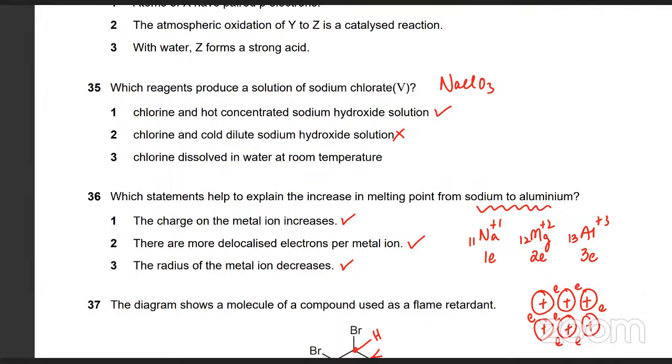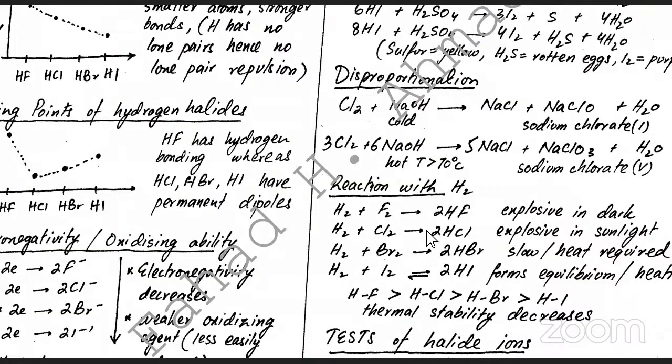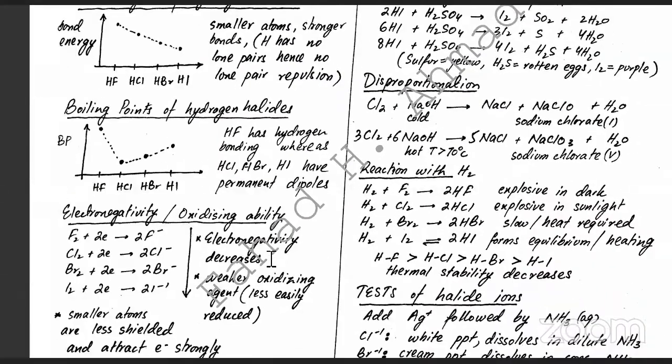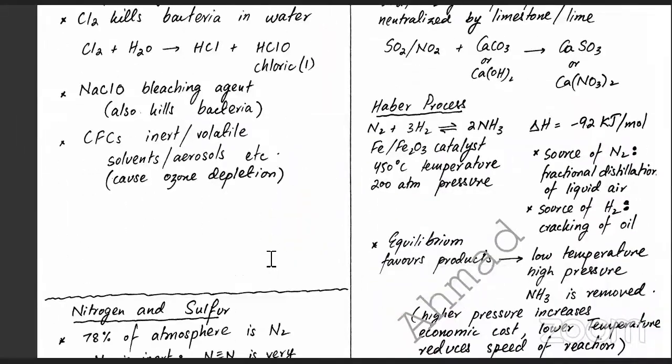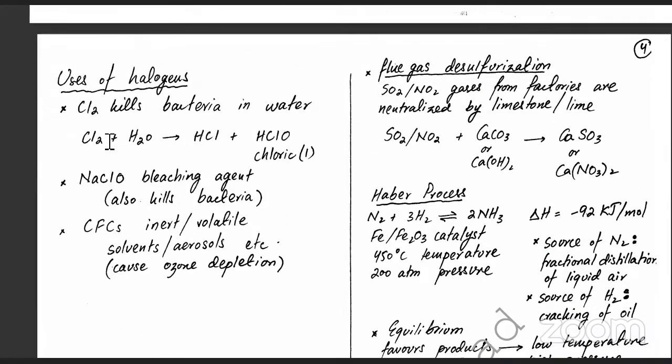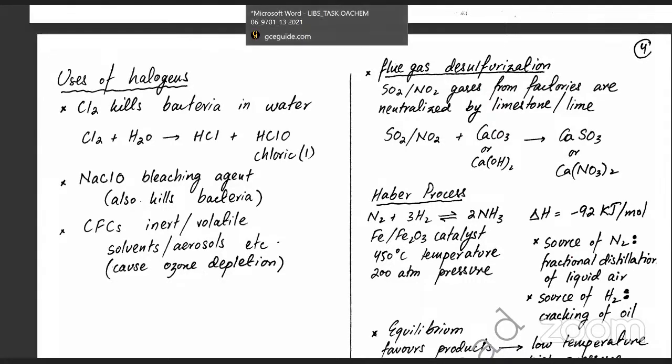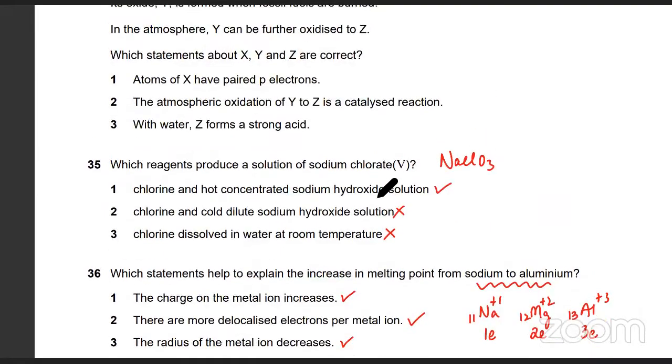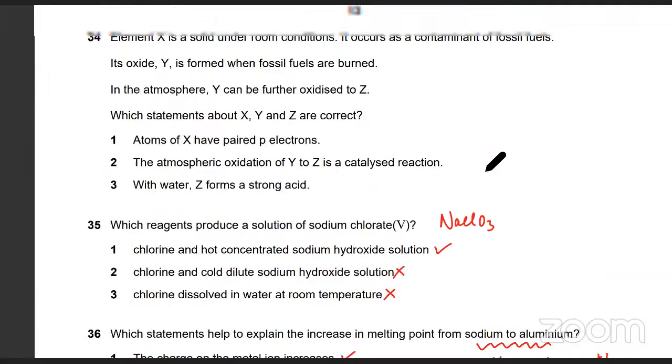Chlorine dissolved in water is also wrong. It's not going to form NaClO3. There's a reaction of chlorine with water as well. That is used in swimming pools. Chlorine with water forms HCl and HClO. It does not form NaClO3. So you just have to remember this fact, that chlorine with hot concentrated NaOH will produce NaClO3.